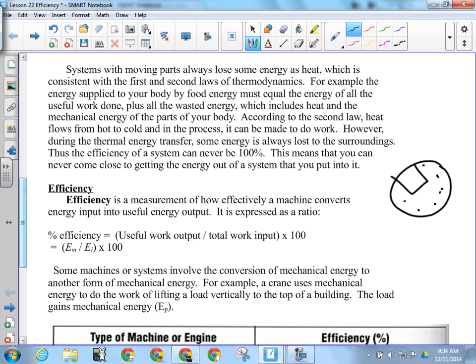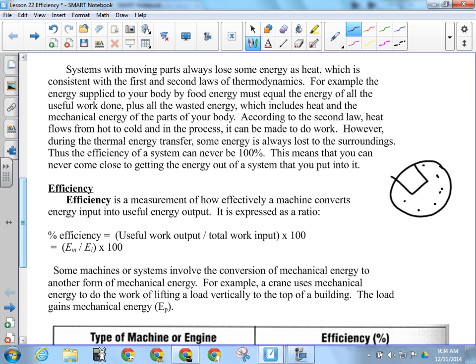Right. Okay, so we're talking about thermal energy transfer, some energy always being lost to the surroundings. So you can never come close to getting the energy out of a system that you put into it. And that was one of the things we had that first day, right? One of the things was, which law was this? You can't even come close, right? I don't know if you guys remember that question.